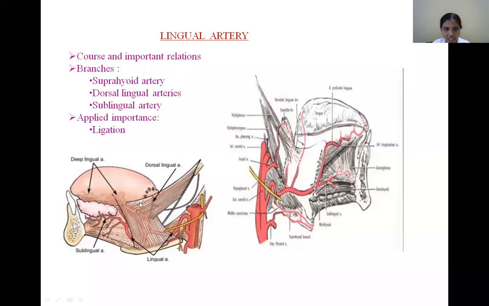During surgical removal of the tongue, we have to ligate this lingual artery, and that is important. Before ligation, we must know the anatomical relation. What is the important anatomical relation? That is the hypoglossal nerve. The first part of the lingual artery is related superficially to the hypoglossal nerve, whereas the second part of the artery is separated from the nerve by the intervention of muscle, because the nerve is superficial to the muscle, whereas the artery is deep to the muscle, right?